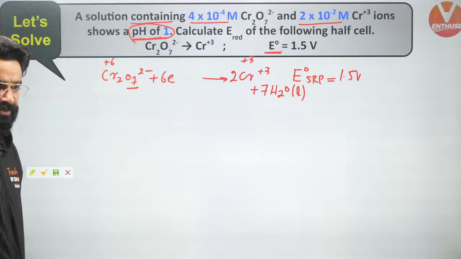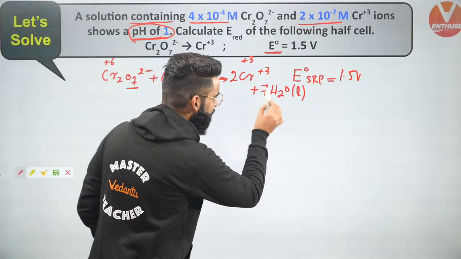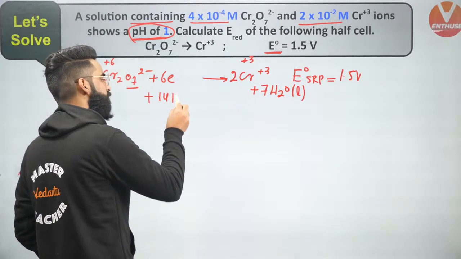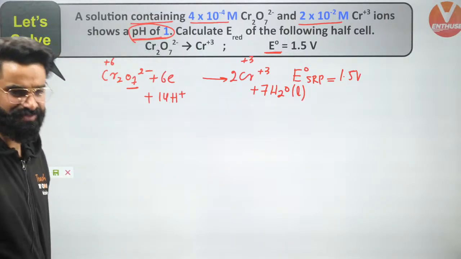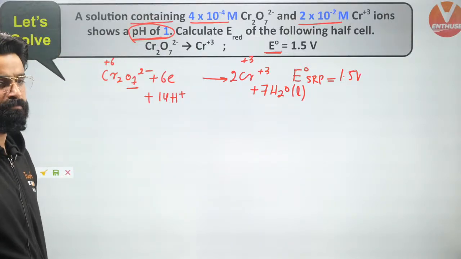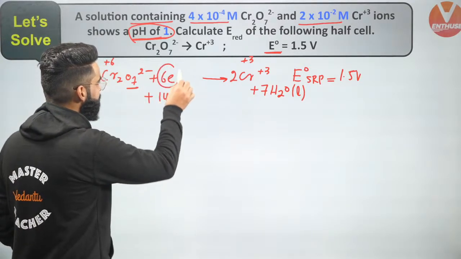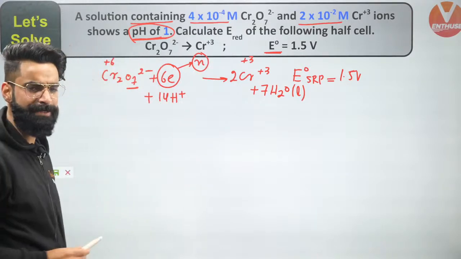Now after this, I need to balance hydrogen as well. On the right hand side, we have 14 hydrogens, so over here I'll add 14 H positives. Then only the reaction will get balanced. Now the reaction is completely balanced. How many electrons are being exchanged in this reaction? I'll say 6. So the value of n here is simply equal to 6.